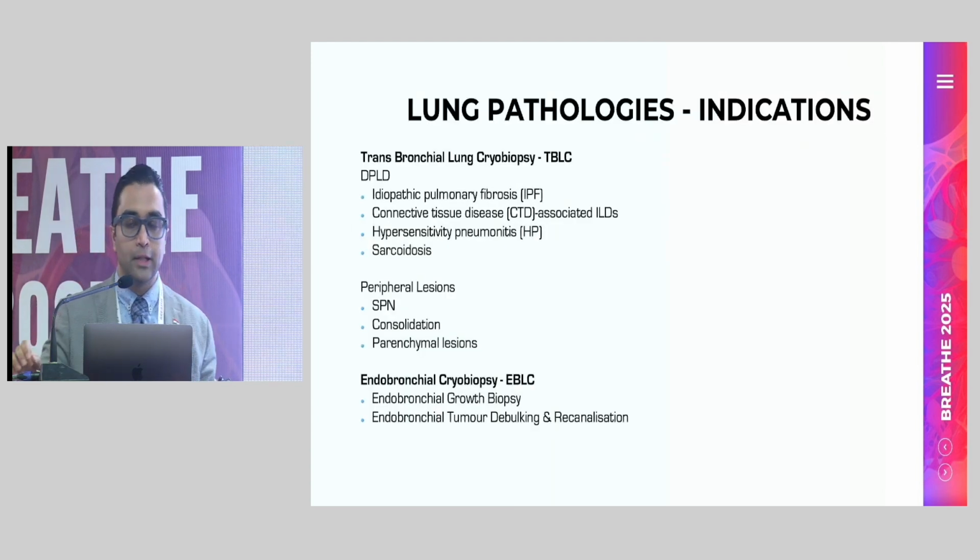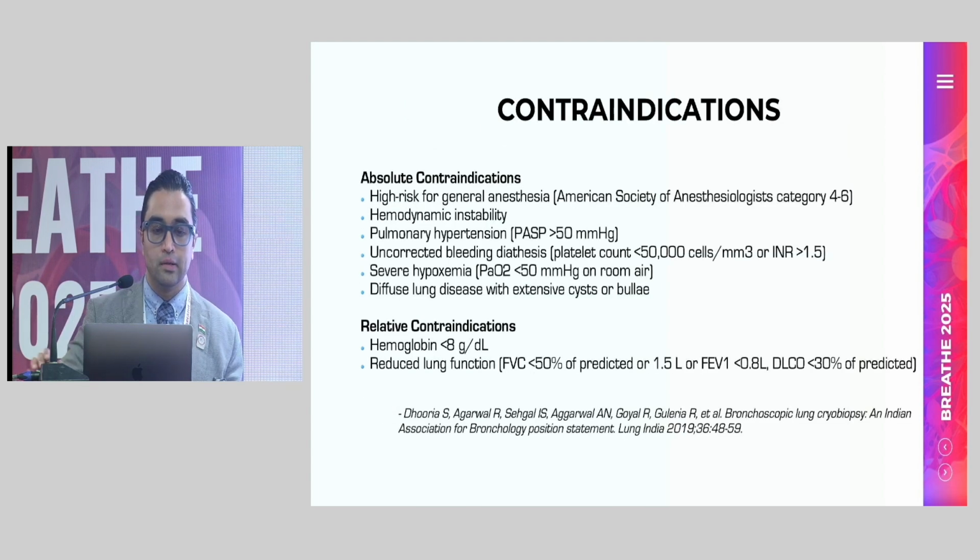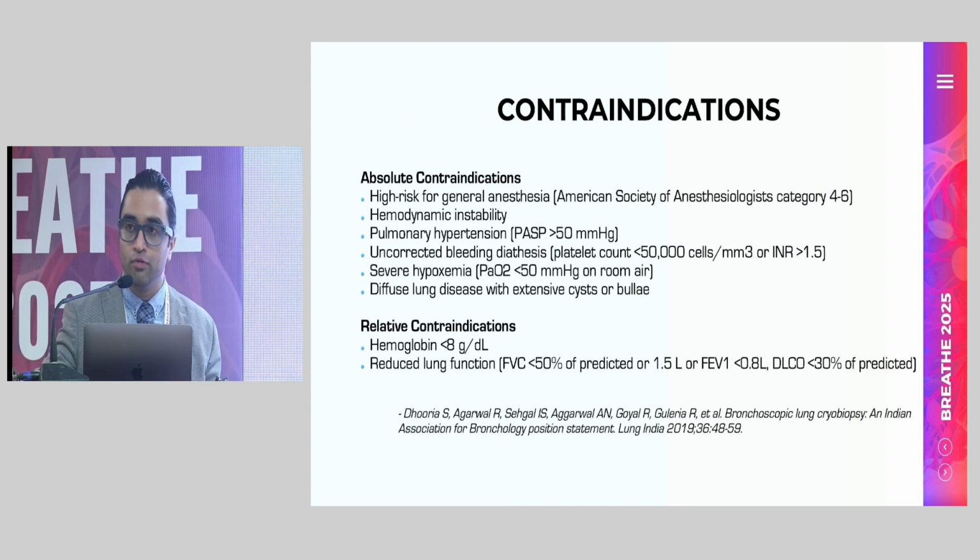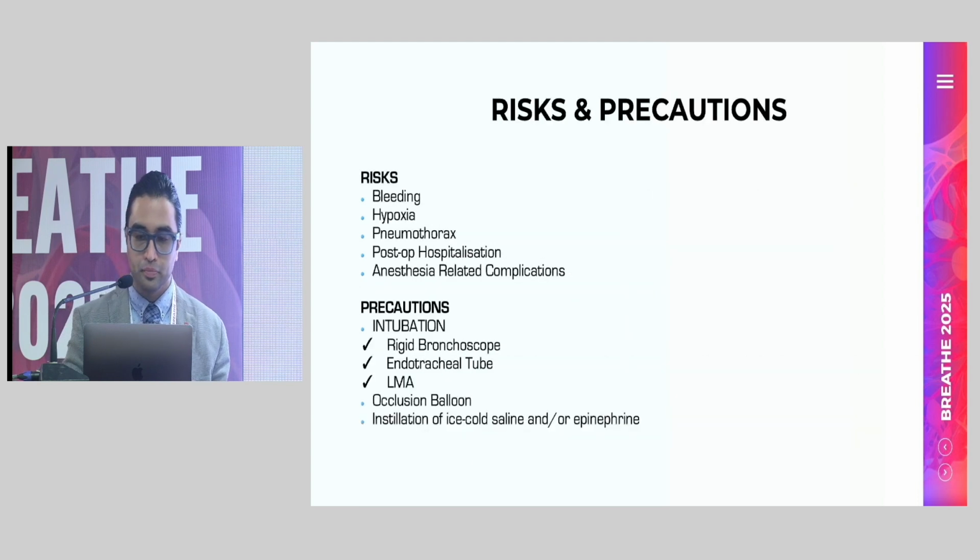So there are different pathologies where cryobiopsy is indicated. Mostly it is ILD, but it is also used for peripheral lesions, and in today's talk we'll be talking about how it is used for endobronchial growth or tumor debulking. There are certain contraindications: patients who are not fit for general anesthesia, patients who have hemodynamic instability, severe hypoxemia, and a relative contraindication of patients having anemia.